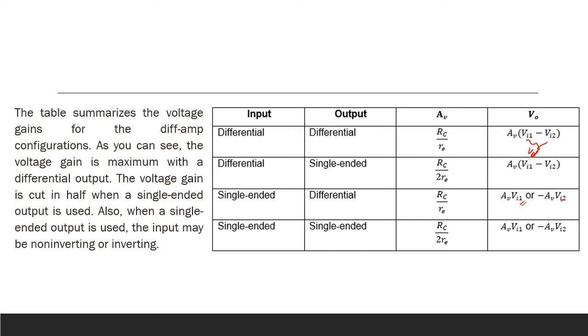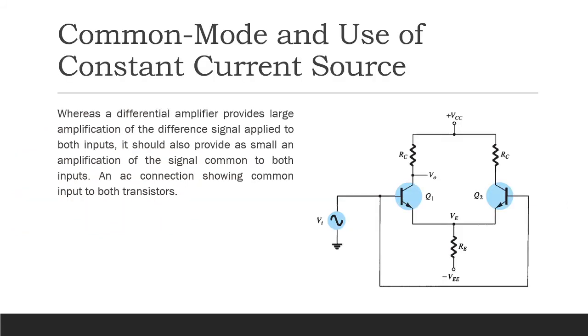Next, for single-ended input, tapos ang output mo single-ended din, then you will have RC over 2RE naman. And yung V out mo dyan is same lang din itong kabila. Since isa lang yung input mo, isa lang either V in 1 or V in 2 lang yung ma-amplify. So, ganun naman yung nangyayari kapag parehas na single-ended yung circuit natin. Now, take note, meron tayong inverting input tsaka inverting output. Ayan, next, we have common mode and use of constant current source.